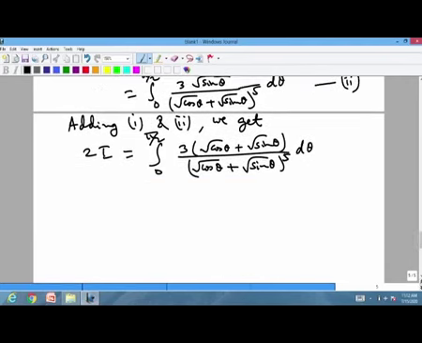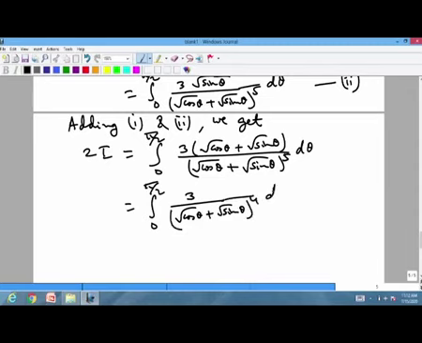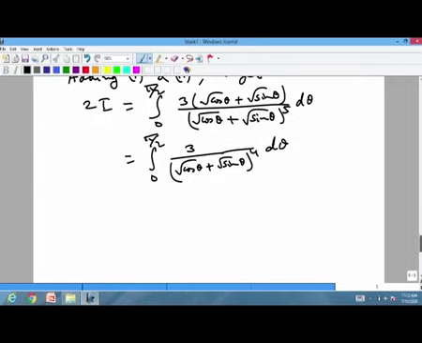So, now we can cancel this and this will be integral 0 to pi by 2 of 3 over (square root of cos theta plus square root of sin theta) to the power 4 d theta. So, now the problem reduces to evaluating this integral.